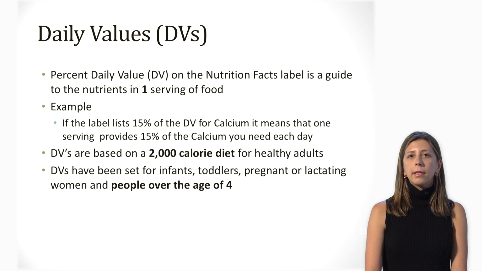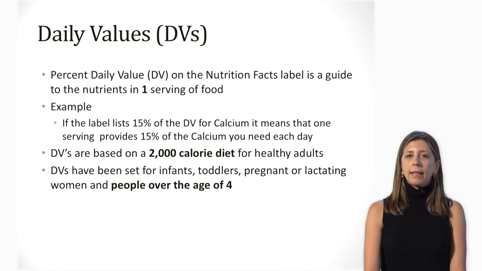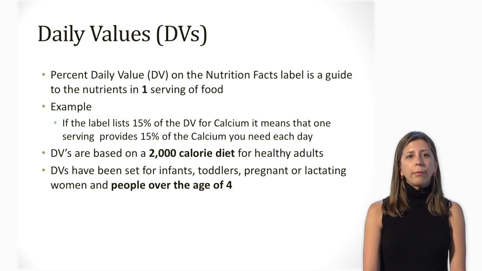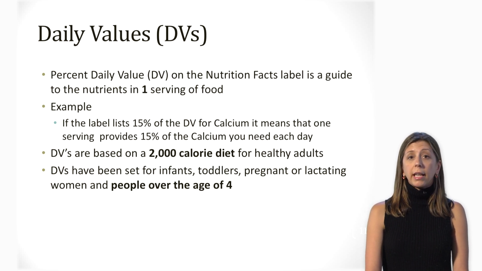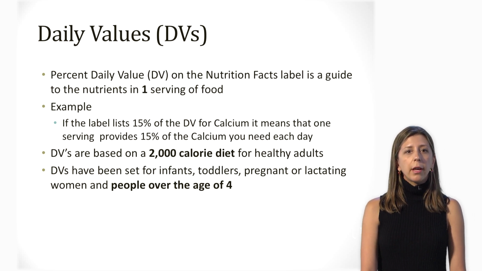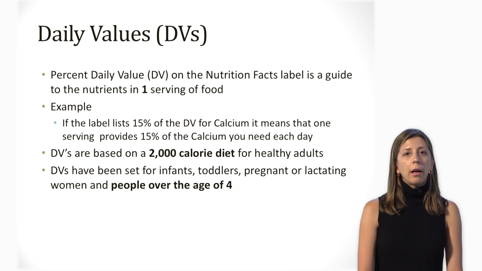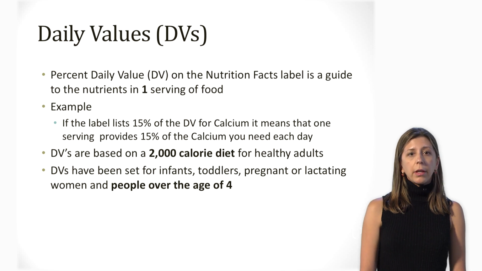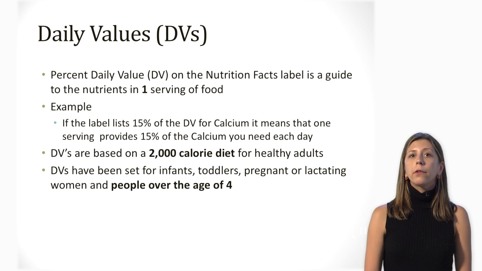So the daily values, this is present on food labels, and it's really a guide. That's how I think about the DV and how I use it. It's really a guide to tell you about the amount of nutrients you're getting in one serving of food. So for example, say you're interested in how much calcium you're getting from Chobani yogurt. It's telling you that you're getting 15% of the daily value for calcium. So that means that one serving of yogurt is giving you 15% of the calcium you need for the entire day.